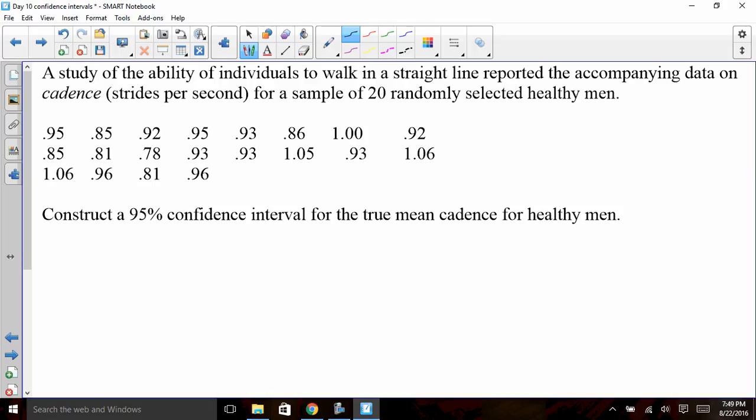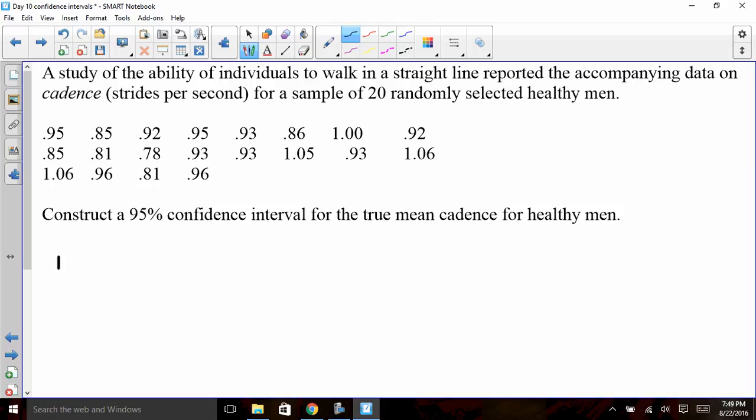So there's a study done for people who were able to walk normally to see how long they could walk in a straight line, like what their cadence was, so strides per second. And they did this for 20 randomly selected men. So we're going to go ahead and construct a 95% confidence interval to talk about the cadence, or that stride per second of these 20 guys.